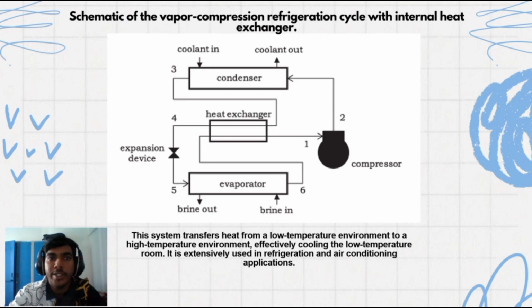My name is Naishwaran. The schematic diagram shown above represents a vapor compression refrigeration cycle with an internal heat exchanger, and I would like to explain about the diagram.